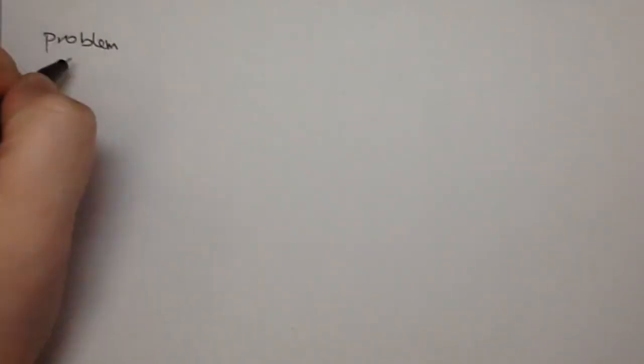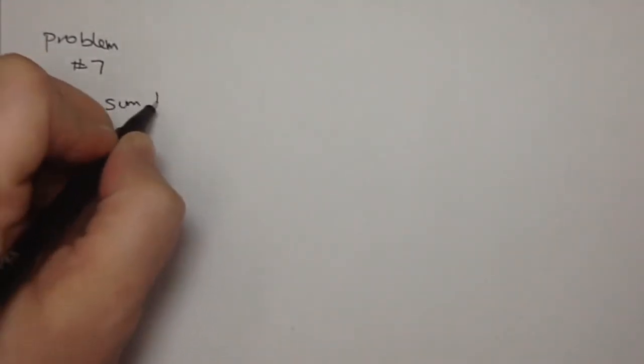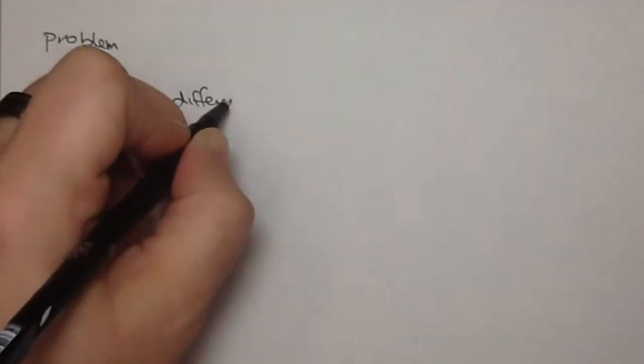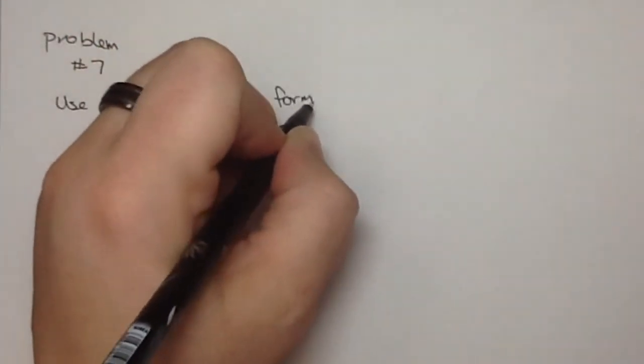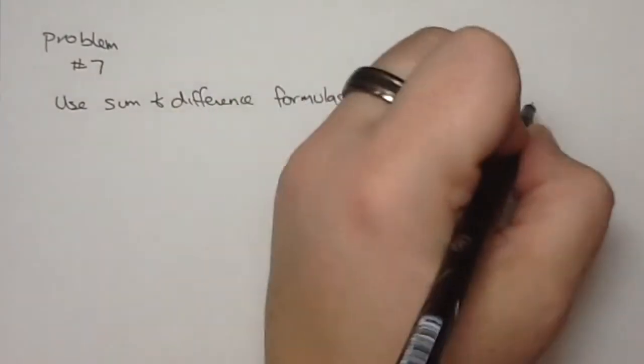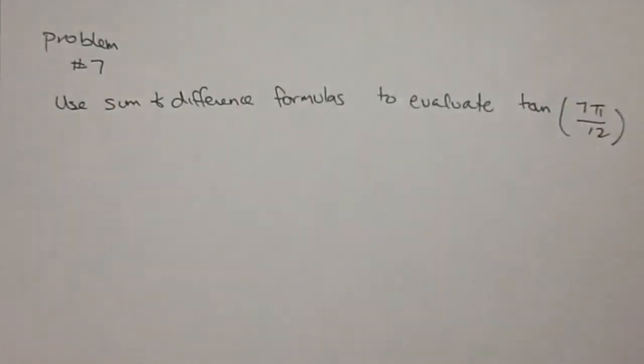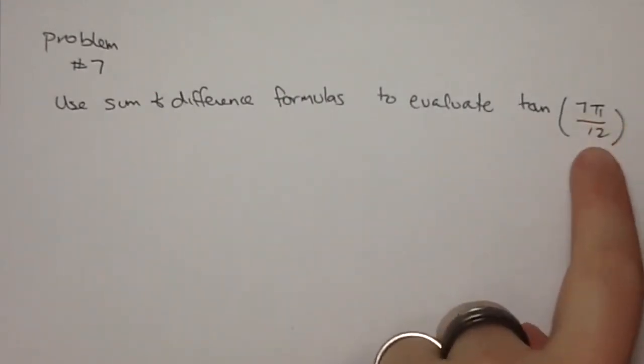We are currently on problem number 7. Problem 7 says use the sum and difference formulas to evaluate the tangent of 7 pi over 12. Okay, so the first thing we've got to do is figure out how we can use our reference angles to construct 7 pi over 12.